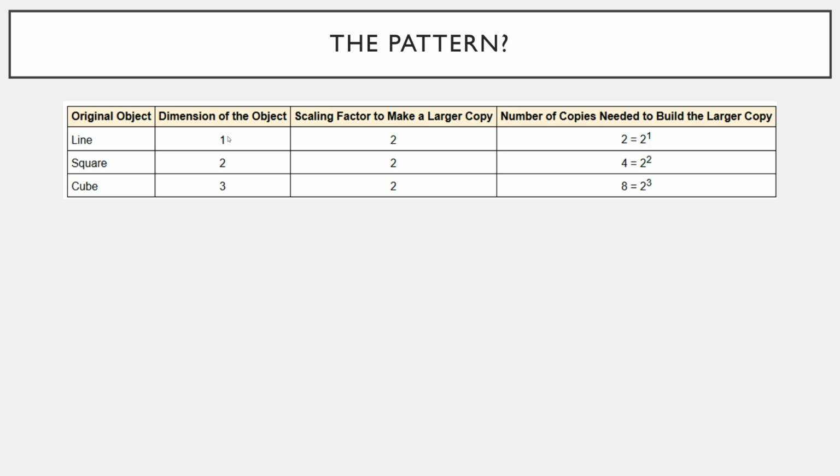So what's the pattern here? If you have a line, it's one-dimensional, and you want to make it twice as big, the number of copies you would need would be 2. So look what you're doing: you're taking your scaling factor and raising it to the power of dimensions.